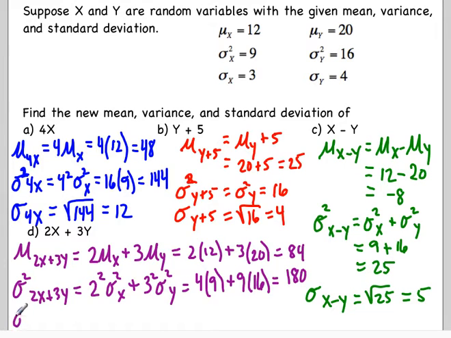And then lastly, for the standard deviation, standard deviation's always nice and easy. You just take the square root of whatever you got for the variance. So we're going to do the square root of 180, and you get 13.42.